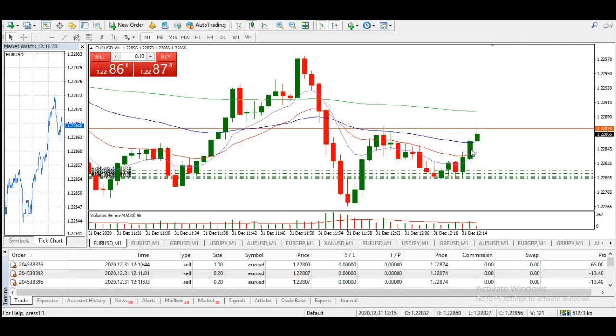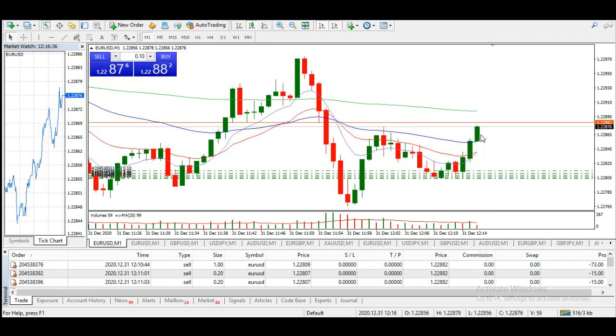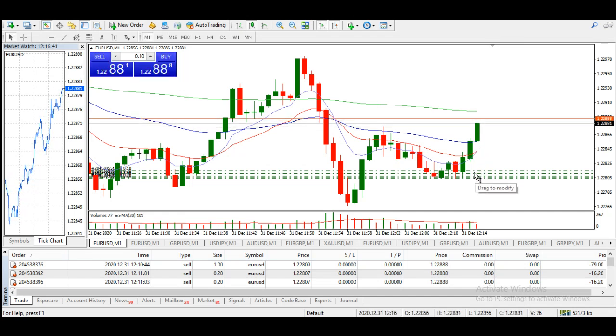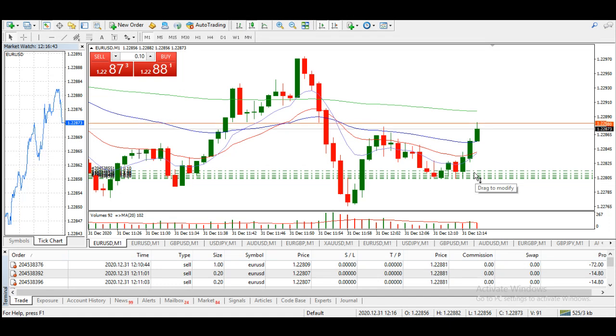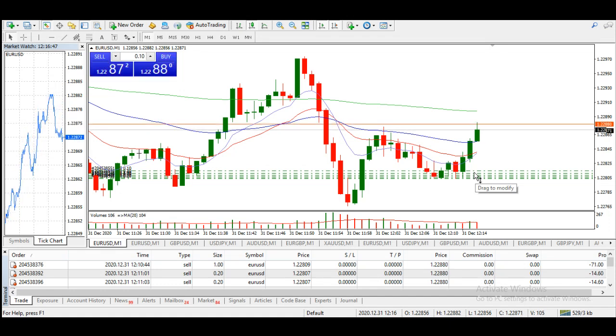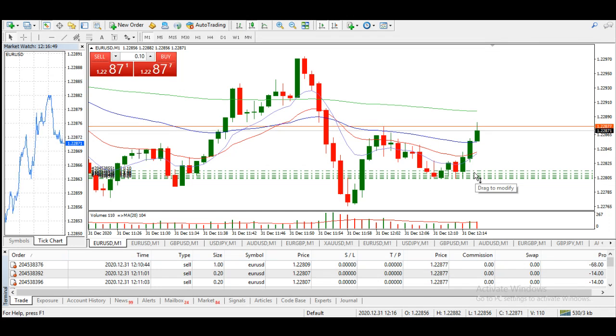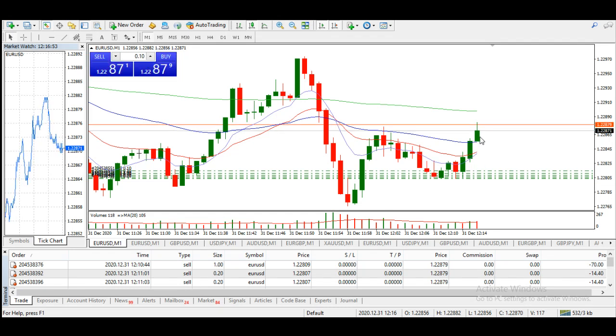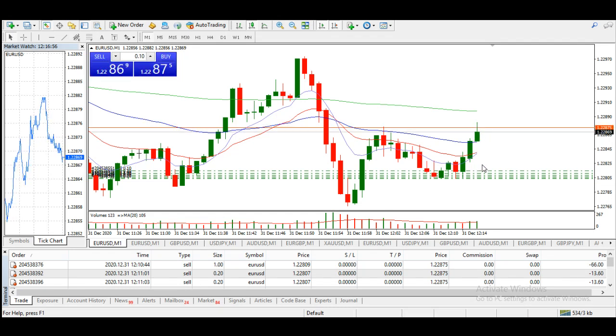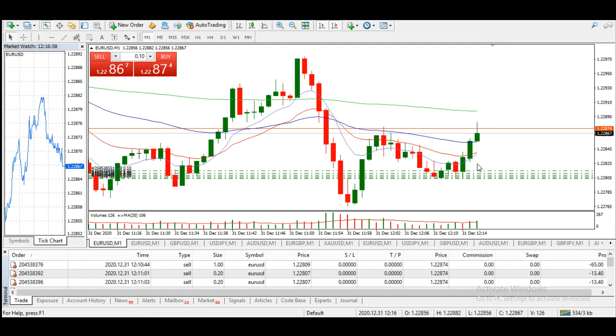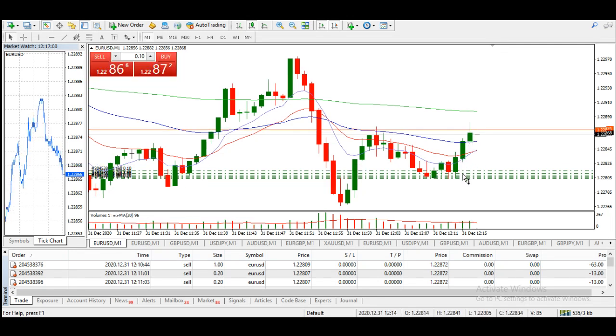Okay, price is trying to reverse. So let's see what would happen from there. Okay, therefore, here we are. Price is trying to retrace from here.